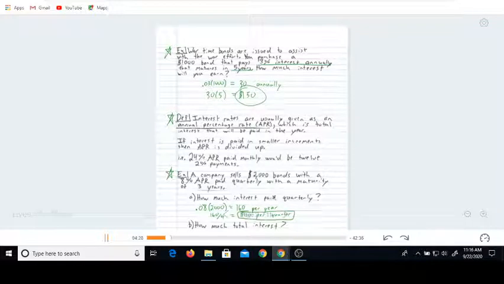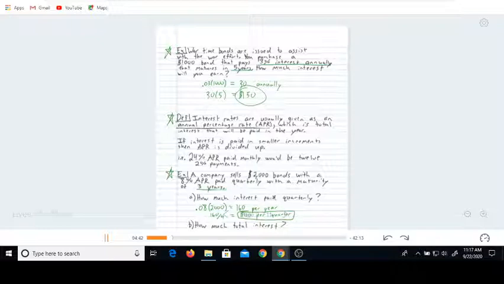Now, how much interest will that be in total? Well, the maturity is 3 years. You're getting $160 per year for 3 years. So that's going to be $480 in interest. And that's total for the entire life of the bond. So basically every quarter you're getting $40.